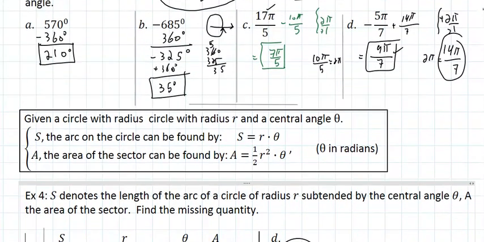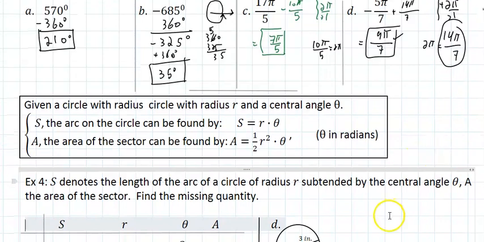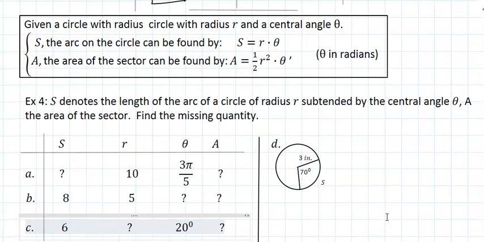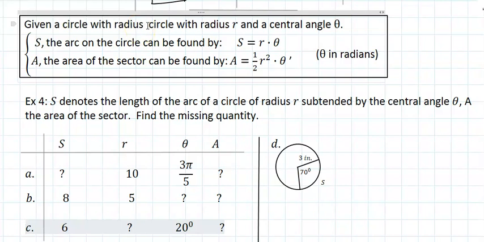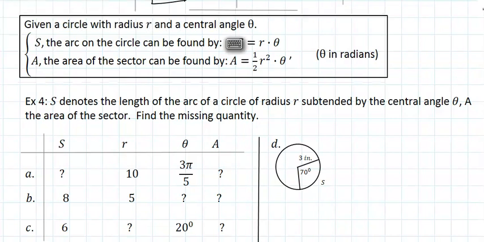Almost done. Last idea, extremely important for my trig and what's to come when I go back to chapter 5. Given a circle with radius r and a central angle theta. What central angle theta means is that the vertex is on the center. That's what I should say.